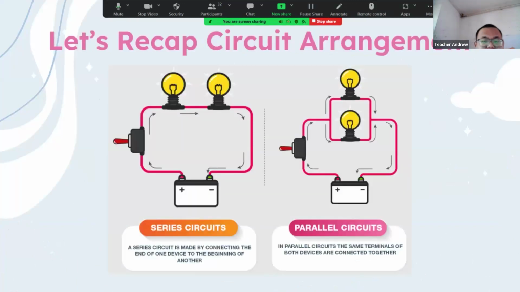All right, so let's recap what we learned last lesson. I believe you remember that we learned about two different types of circuit. One is a series circuit, made by connecting the end of one device to another like this, a one way journey. A parallel circuit is one where the same terminals of both devices are connected together. All right.